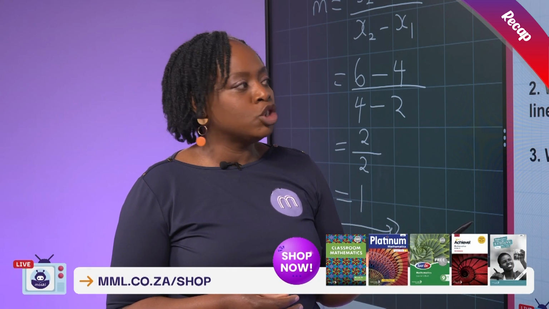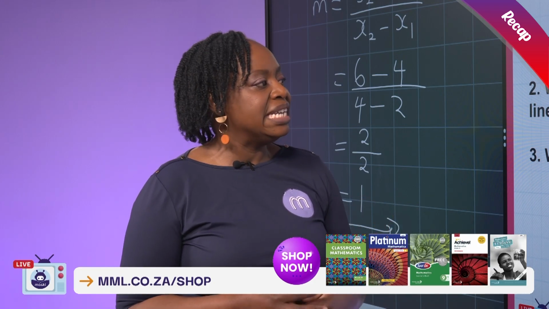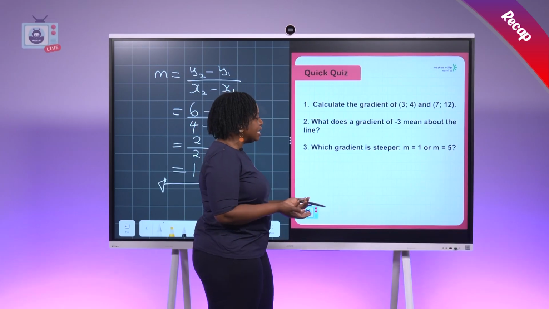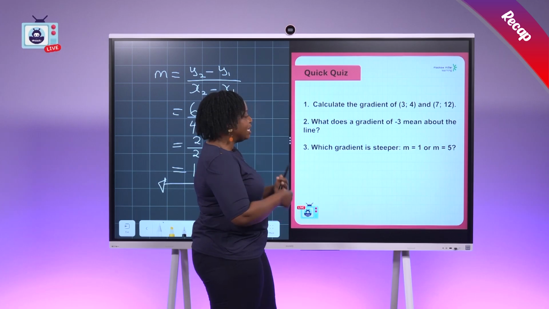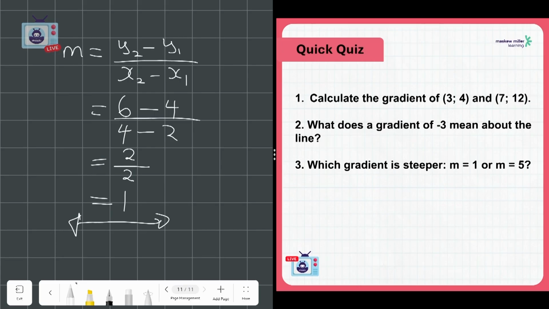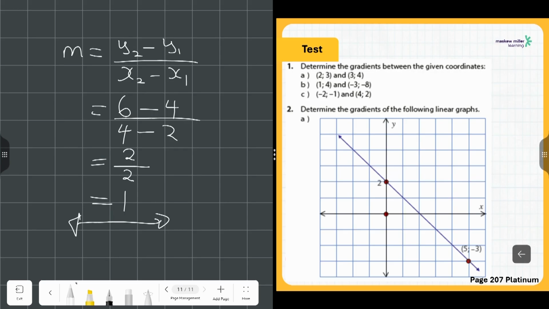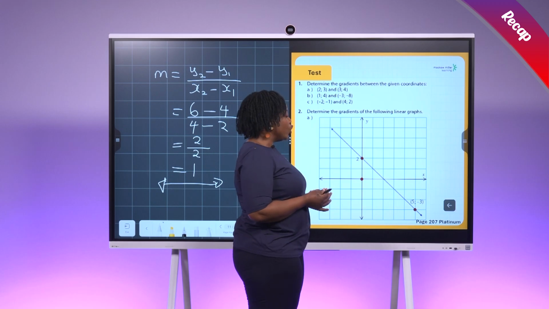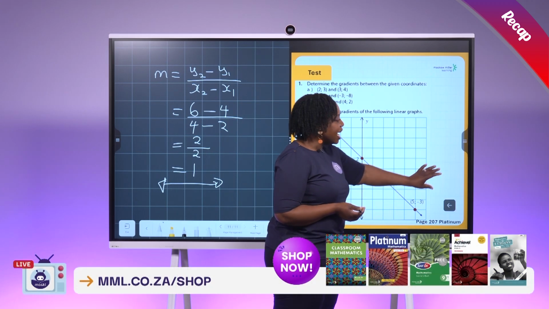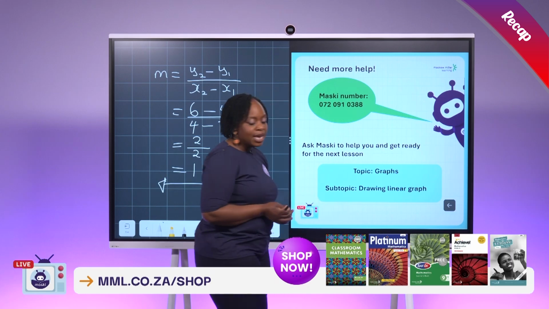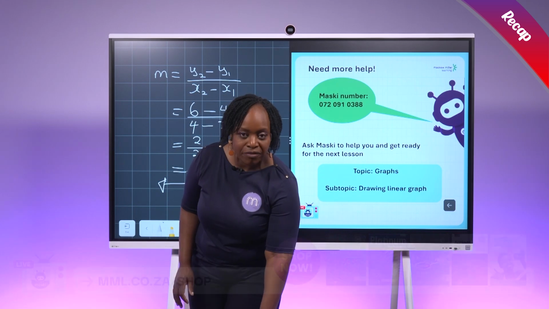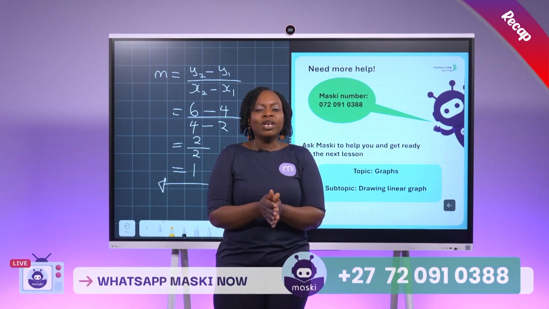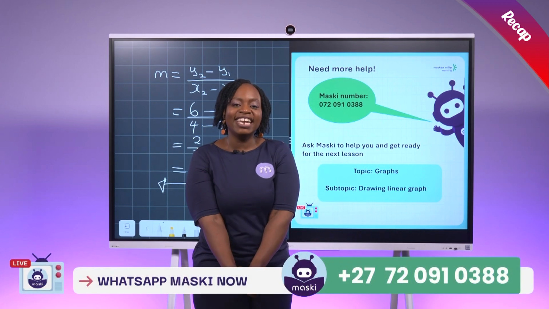I just needed you to put it on the chart: if you have to calculate the gradient, what does the gradient mean when you have a negative, and which one is steeper than the other. Put these answers into our chat and ensure that you take the screenshot so that you can be able to respond to the questions there. If you are busy doing this question and you got stuck, go to our textbook. On page 207, Platinum book, you'll be able to find many, many other questions that can also help you to consolidate the questions that we have done from all types of graphs. But if you're still stuck, reach out to our friends and ask more.